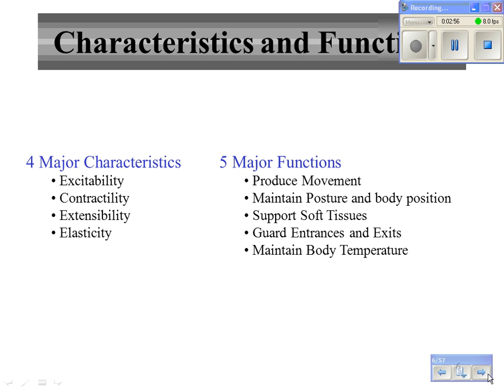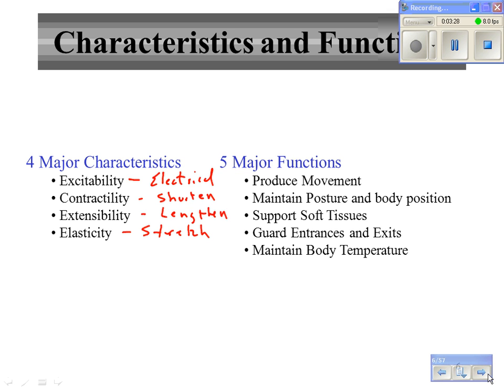Our four major characteristics and five major functions. First, the idea of excitability means that we can have some sort of electrical stimulus that causes our muscle to do something. Contracting means that the muscle is going to shorten, and then extensibility means our muscle is going to lengthen in nature. And then the elasticity means that our muscles have an ability to stretch.